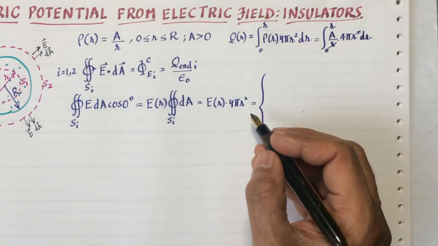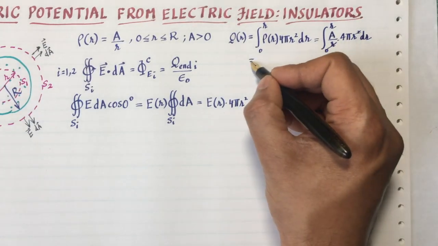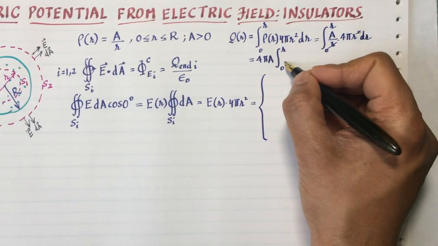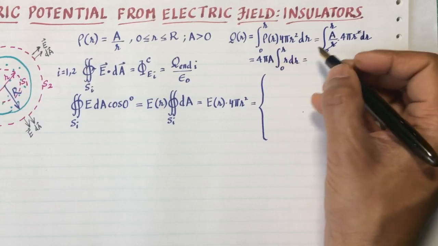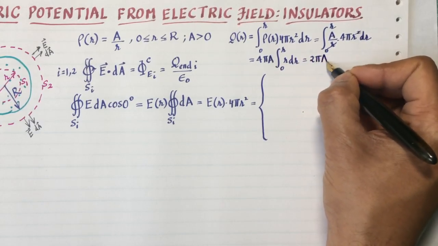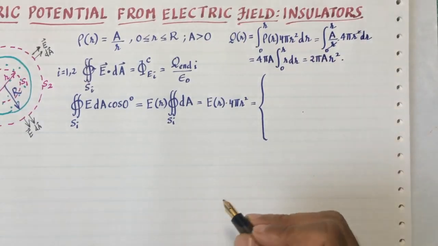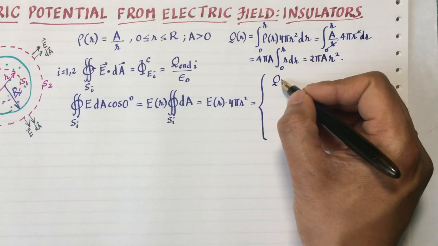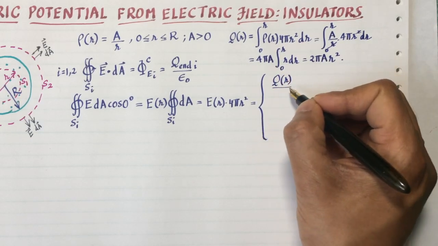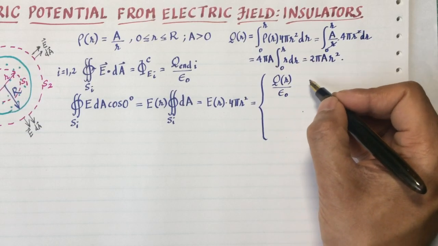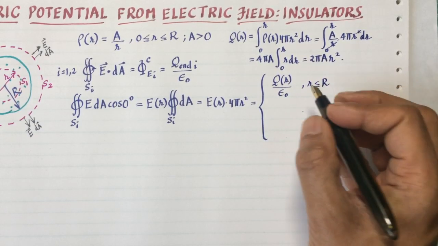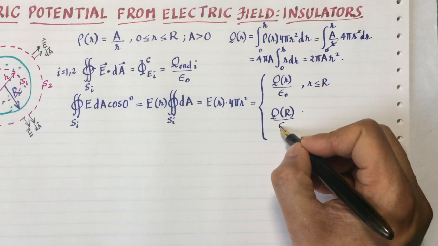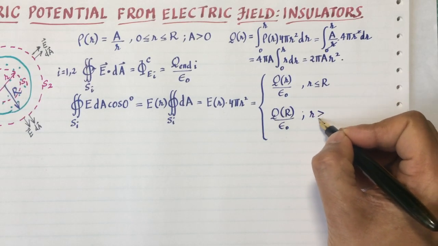Notice that one factor of r cancels out, and I can take 4 pi times a outside because it's constant, and I get 4 pi a integral 0 to r dr. And that integral is just r squared over 2, so I get 2 pi a r squared when I evaluate that integral. So the right-hand side of Gauss's law is just q of r divided by epsilon naught for r less than or equal to R, and it's Q at capital R divided by epsilon naught if r is bigger than or equal to R.